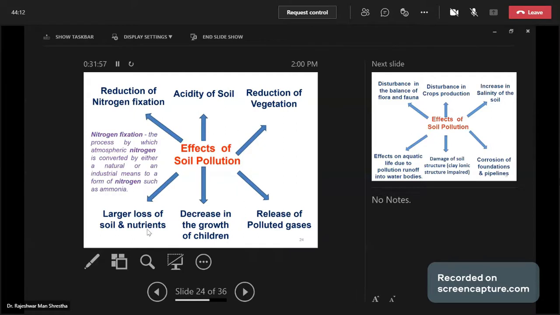Also, loss of soil and nutrients. Soil loss happens. If soil is polluted, the soil is not suitable for cultivation, and soil pollution will decrease the nutrient content and decrease the growth of children. Soil pollution also affects children's growth because the food grown in polluted soil, when eaten, reduces children's growth. We take the food grown in soil, so if soil is polluted, that will decrease the growth of children, and polluted soil releases polluted gases.